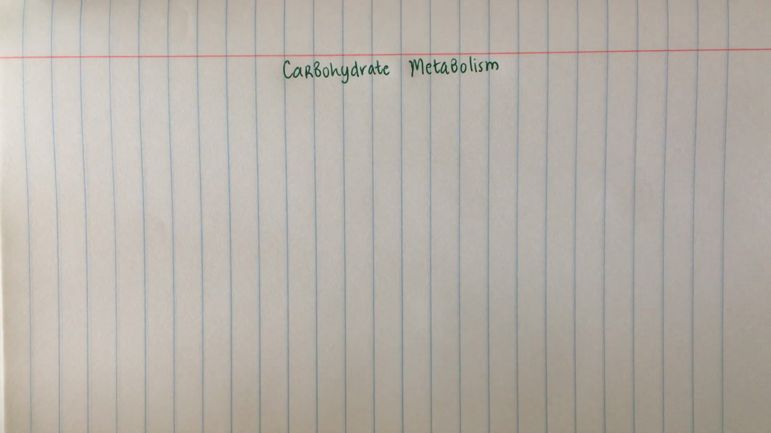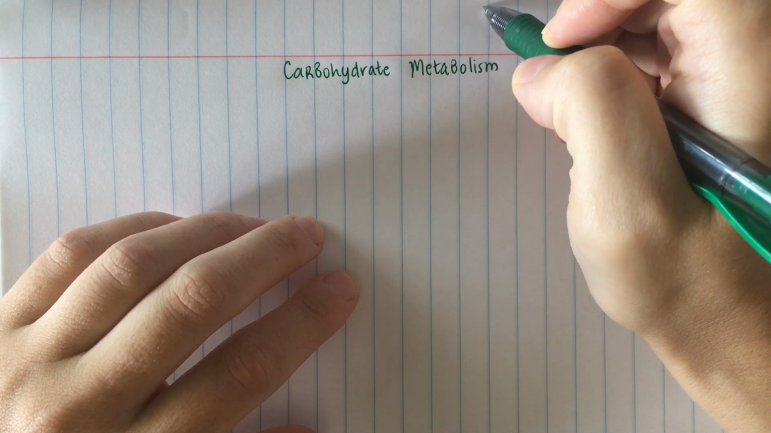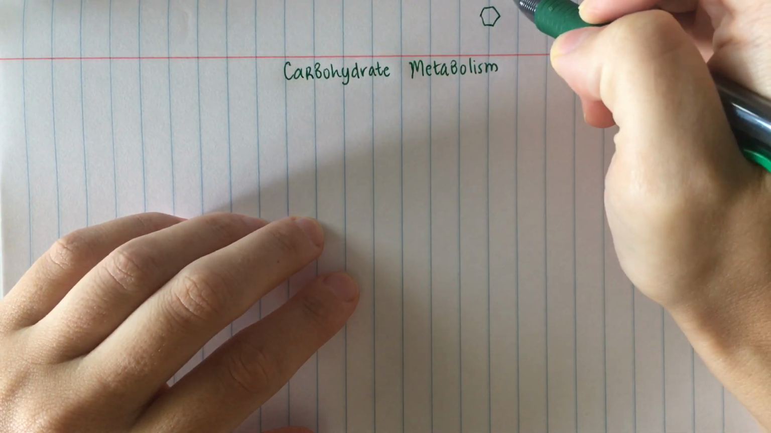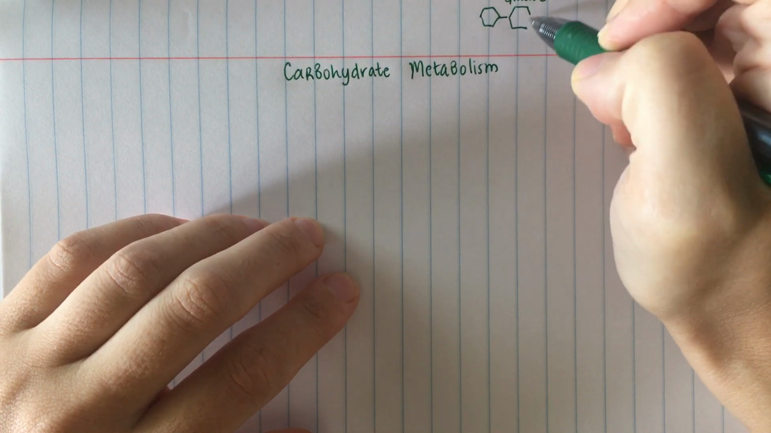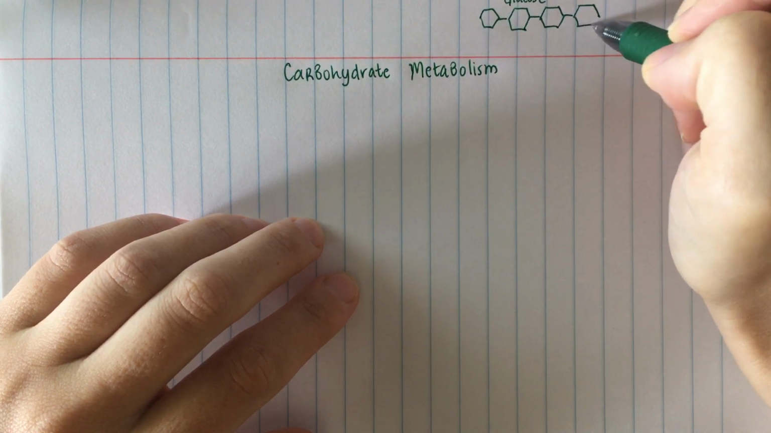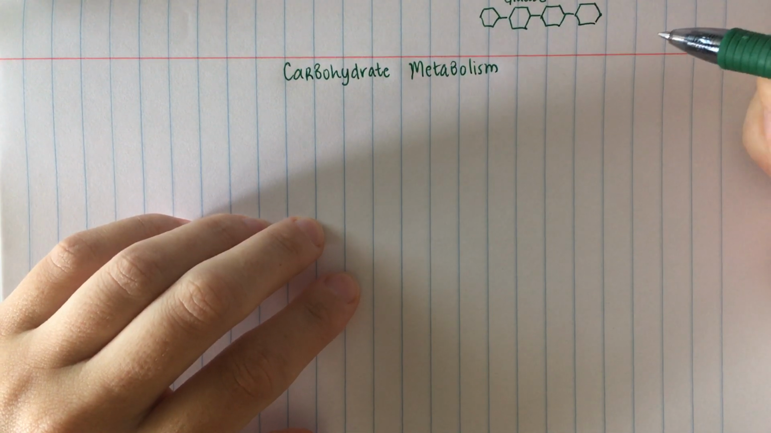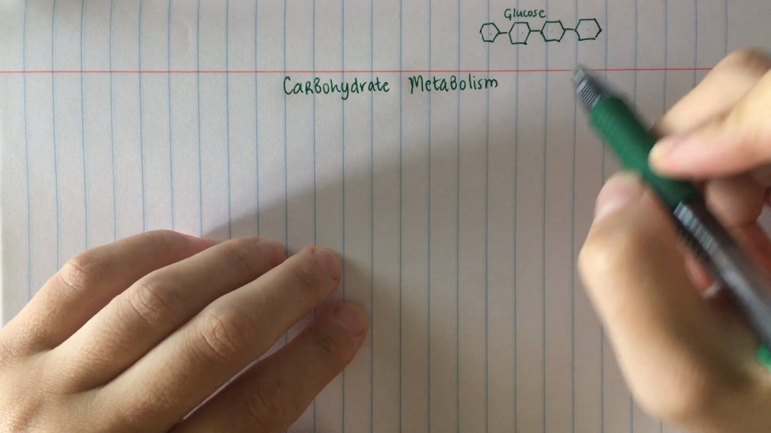This video is about carbohydrate metabolism. And to remind you what carbohydrates are: polysaccharides made out of sugars. So, for example, there's a sugar called glucose, and many glucose units are connected together into a molecule that is long, and it's made out of glucose monosaccharide units.